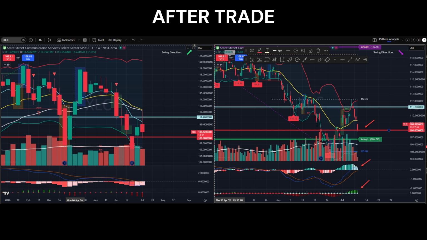What changed between image 1 and image 2? The comparison between these two screenshots is really the entire lesson. In image 1, price was recovering from support. Momentum was improving, the 20 EMA was supporting the recovery, structure was improving, and XLC was challenging resistance. In image 2, the move through resistance had failed, price had reversed, momentum had weakened, and XLC was moving back towards support. Nothing requires me to predict this beforehand.